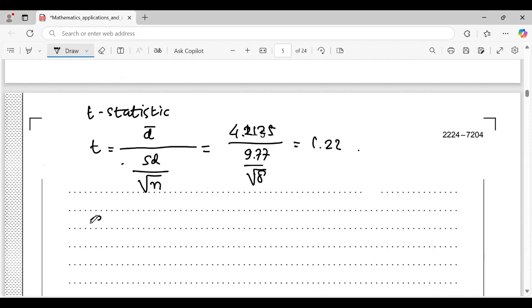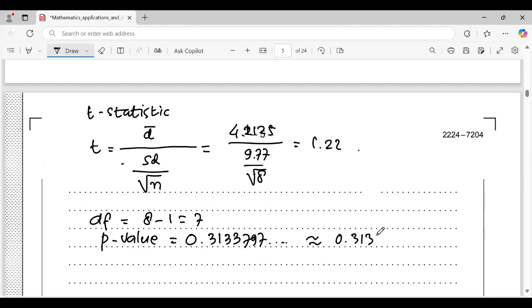And the degrees of freedom, df, is 8 minus 1 equals 7. So the p-value based on this information you can determine through calculator or through table. The p-value is 0.3133797 in calculator. In table 0.3134 or 33. Yeah, that is the p-value.